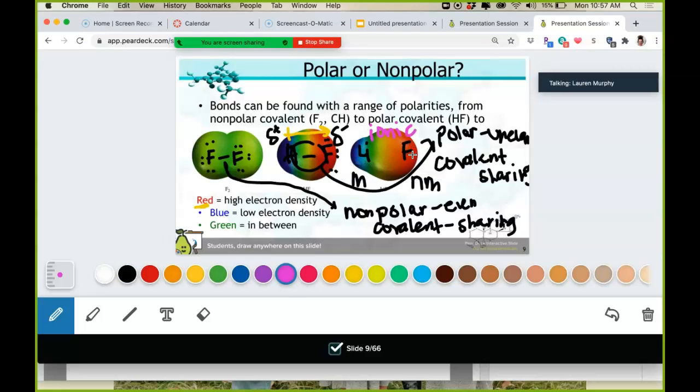Meaning fluorine's going to jack the electrons from lithium, and lithium's like, sweet, fine, you can have it. I don't care. Okay, lithium will lose it and fluorine will gain it. So there's no sharing involved. Ionic compounds cannot be termed polar or nonpolar. Polar and nonpolar are specific to covalent bonds, not ionic bonds.